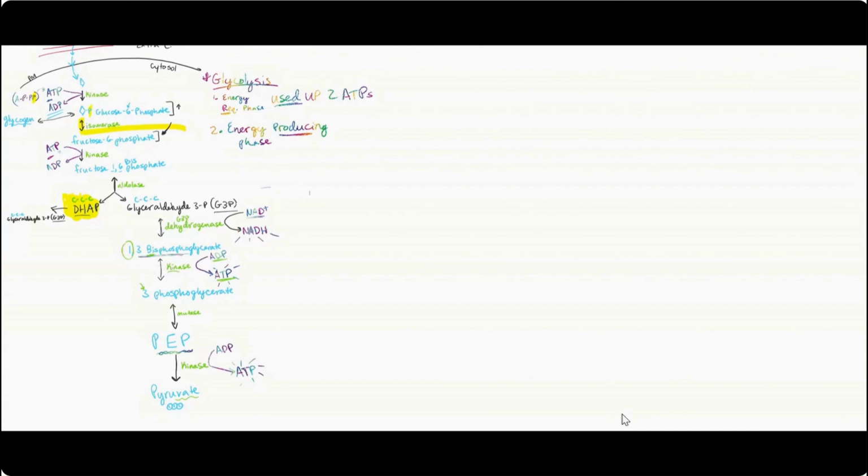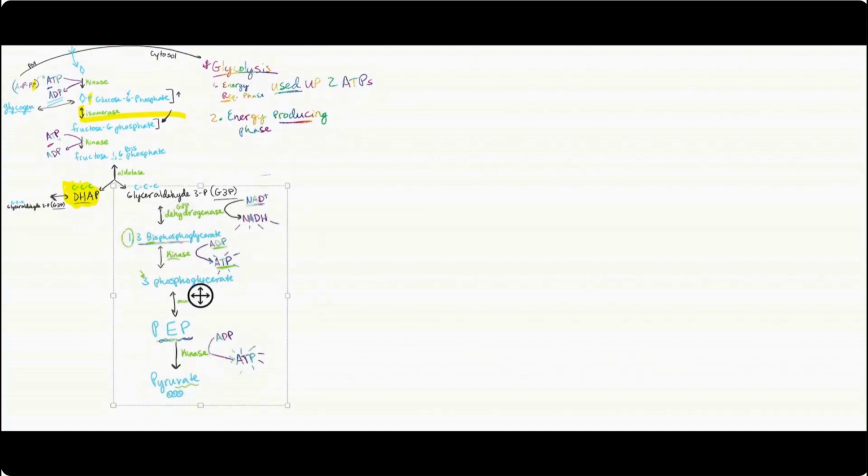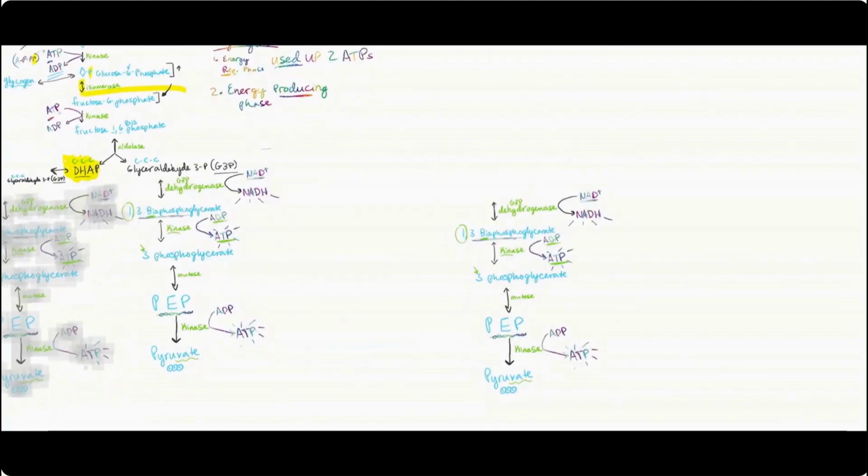Anyways, DHAP can be converted into glyceraldehyde 3P. And this is actually also a reversible reaction. So let me go ahead and fix that really fast. So the arrow is double-sided here. So basically everything that we saw happen over here, it happens over here as well.